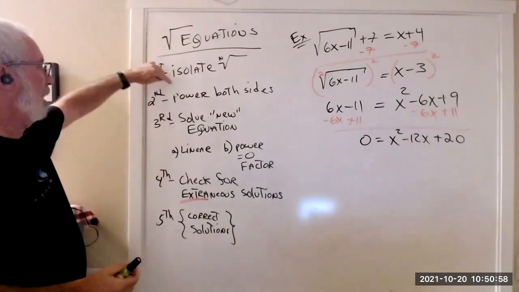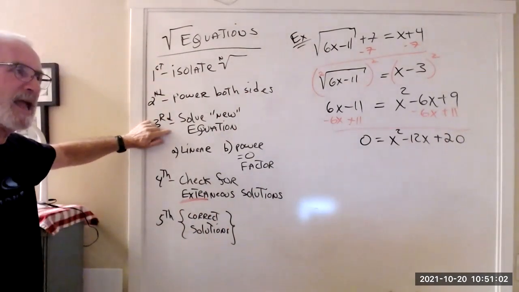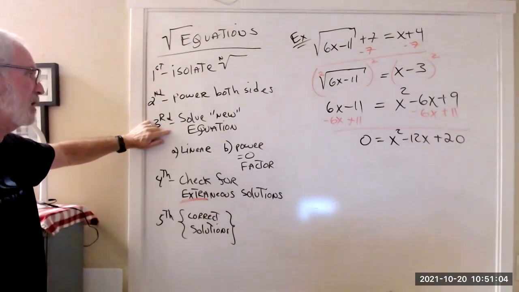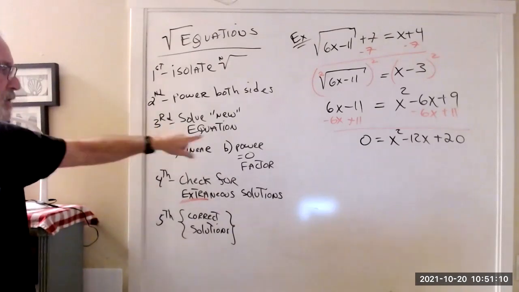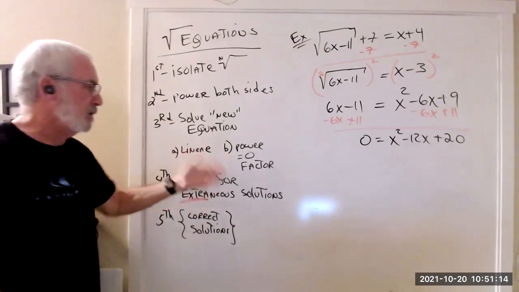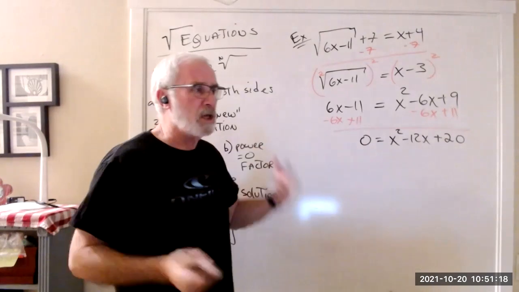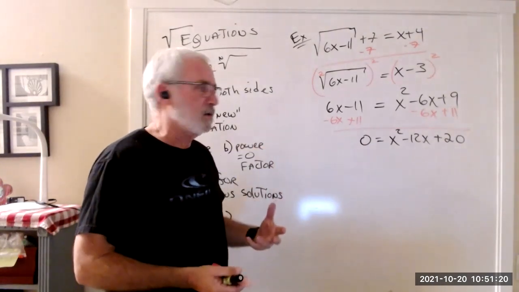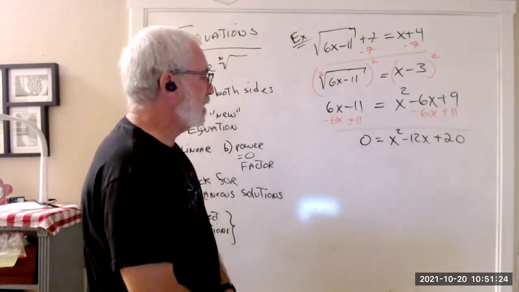Again, after I power both sides, I need to study the problem. I need to analyze it. I need to think about it. Okay, how do I solve the new equation? Is it linear? Is it a power equation? Is it something weird? I don't know. In this case, it's power. But that's the determination you and only you can make. Okay, so it's now equal to 0.